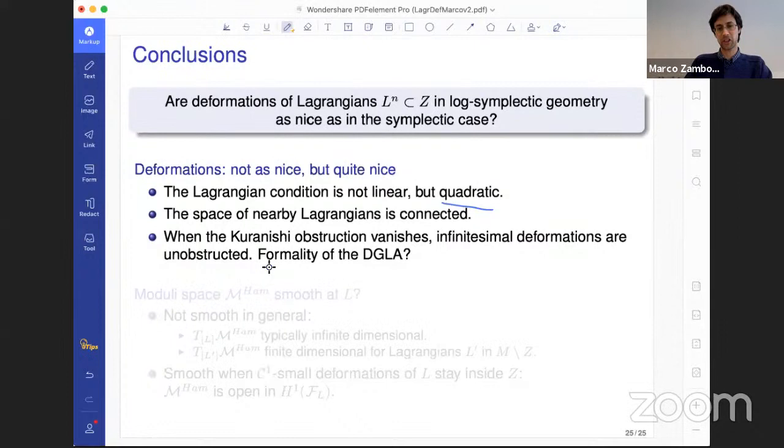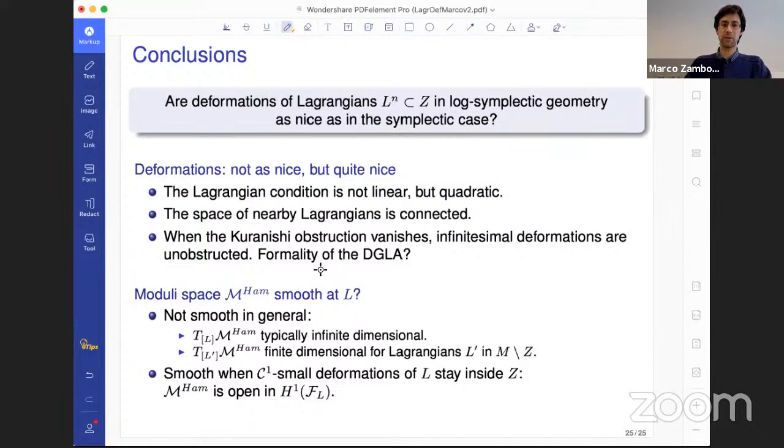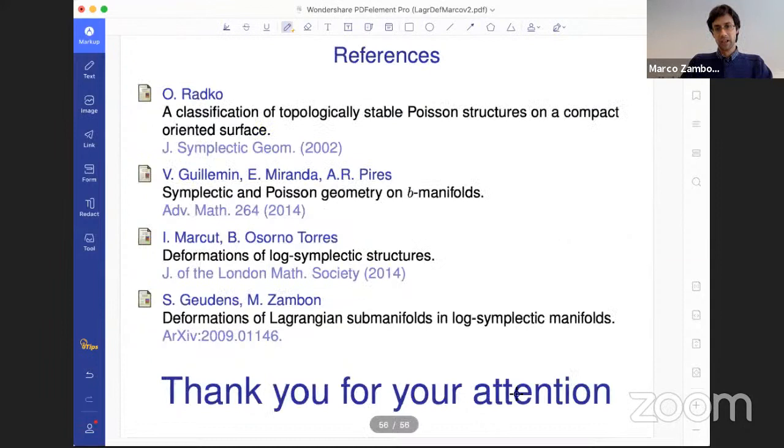which suggests that the governing deformation DGLA is actually formal. And what does this say geometrically about the moduli space? Well, the moduli space is typically not smooth, and this has to do with the analysis that we did of when you can push L out of the singular locus. Outside of the singular locus, you are in the symplectic case, so the moduli space by Hamiltonian isotopies is typically finite dimensional, if L is compact, for example. But for L inside the singular locus, it's usually infinite dimensional. So the dimensions of the tangent spaces are different, so you don't have smoothness. But when you're constrained inside the singular locus, then you do have local smoothness around your Lagrangian submanifolds. Here are a couple of references, and I thank you very much for your attention.